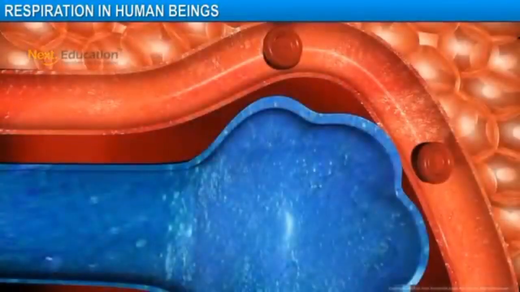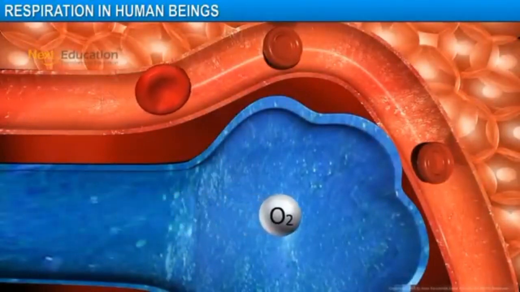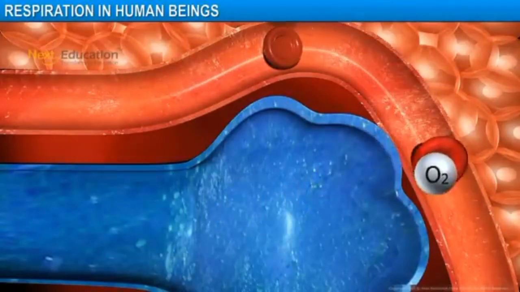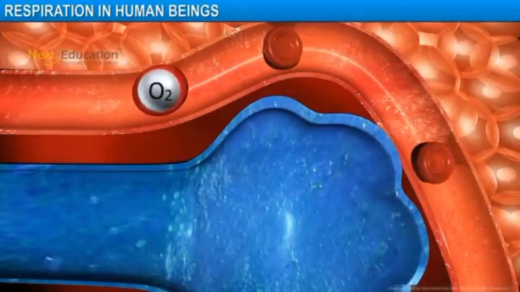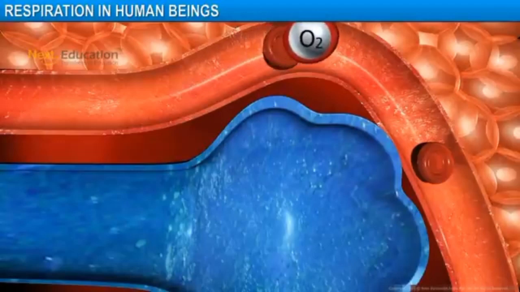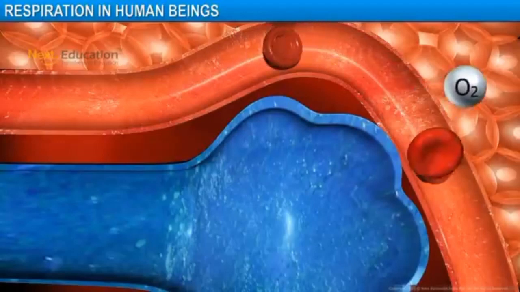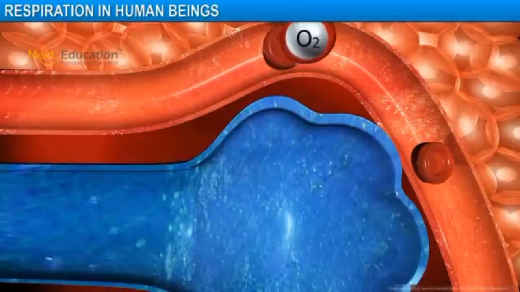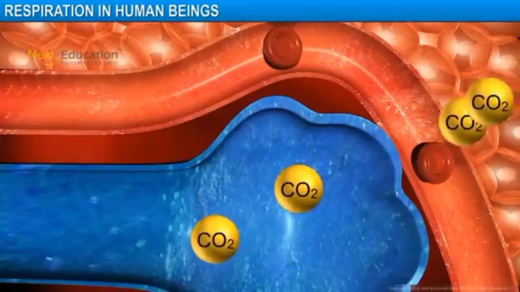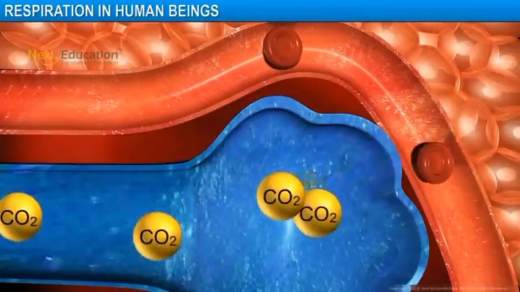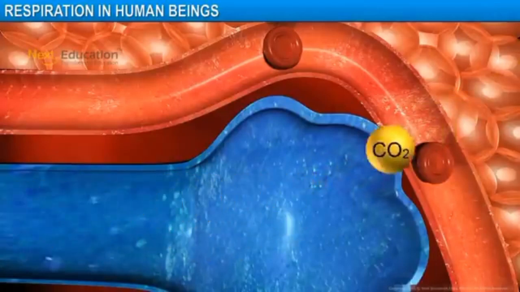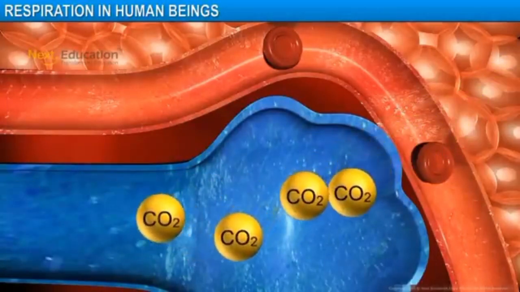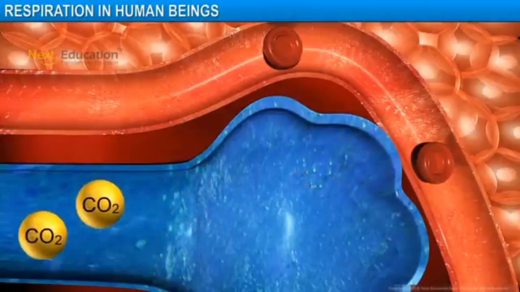The oxygen in the alveoli is now taken up by the red blood cells in the blood vessels called capillaries. Oxygen in the red blood cells is then transported to the cells of the body. Then the cells in return release carbon dioxide, which diffuses into the blood and is then released into the alveoli.